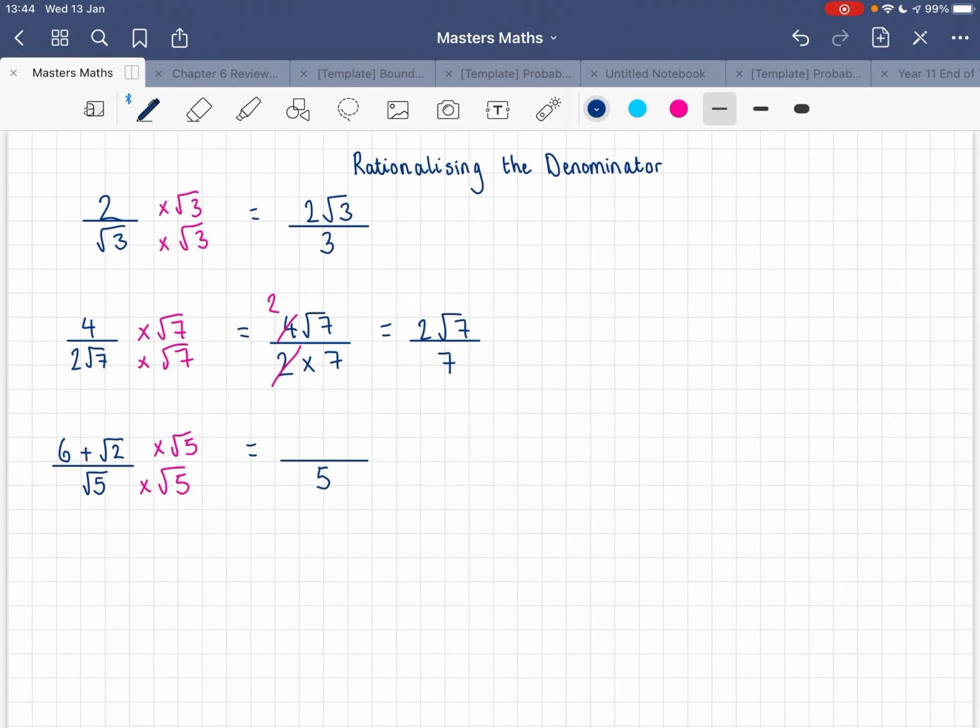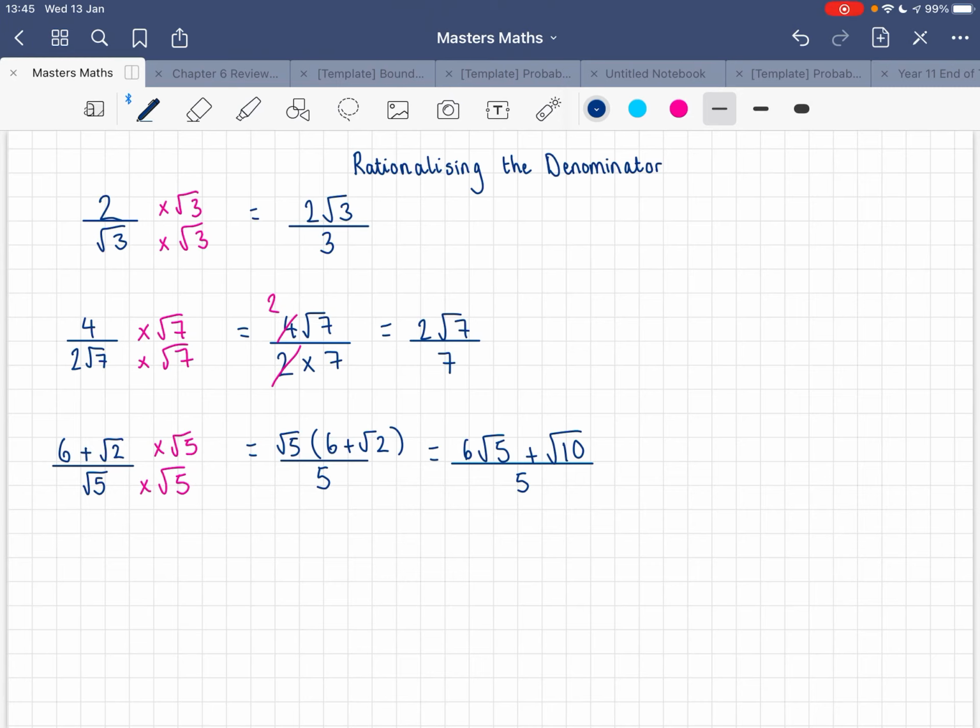Don't forget that on the top, I am multiplying that root 5 by that full expression. I'm sure most of you will be able to do this in your head, but just to make it really clear, I am multiplying that root 5 by both things. So I'm putting a bracket in there to make that really clear. So I'm actually doing 6 times root 5, which is 6 root 5, plus root 5 times root 2 is root 10. They are both thirds, so I can multiply the numbers together. And then it's over 5.